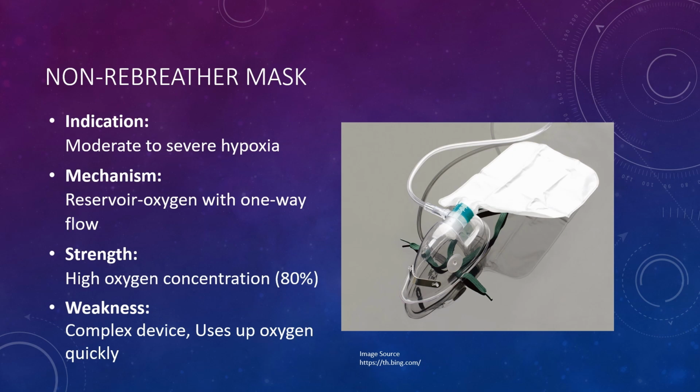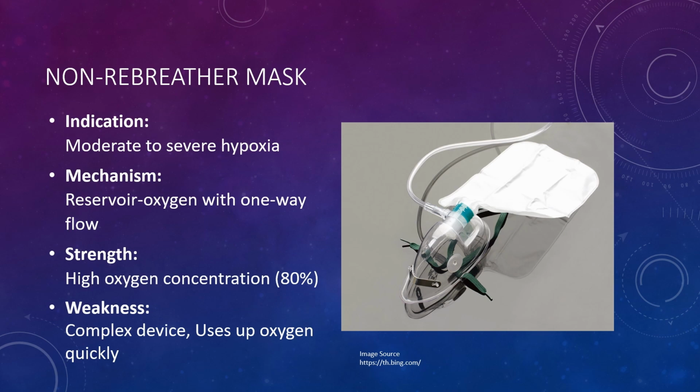The key difference between the standard mask and the non-rebreather mask is the presence of two things. One is the reservoir bag attached to the end of the mask, and the other is the presence of one-way valve flaps in the mask and also at the opening of the bag. It is these features that allow it to produce an FiO2 of up to 80%.